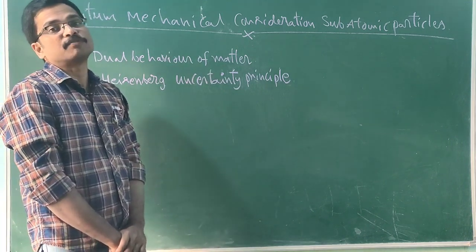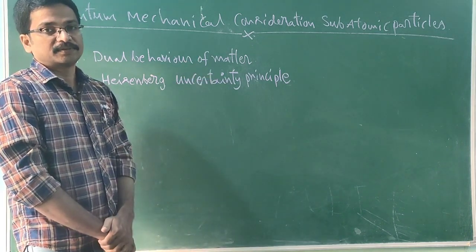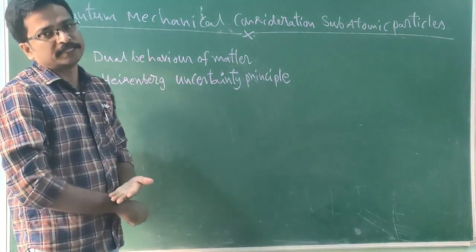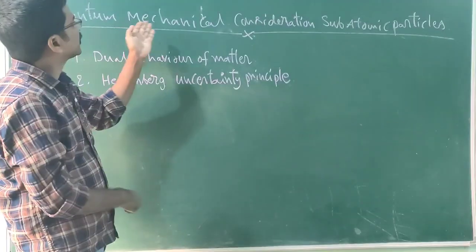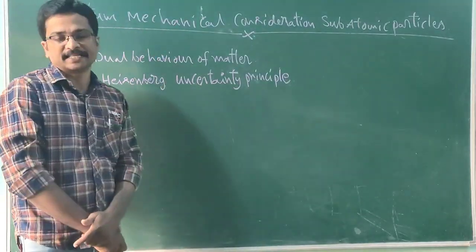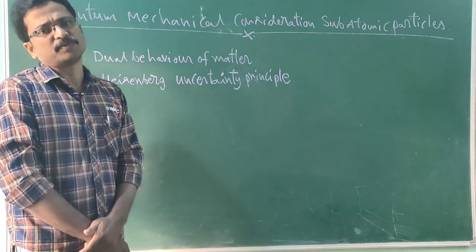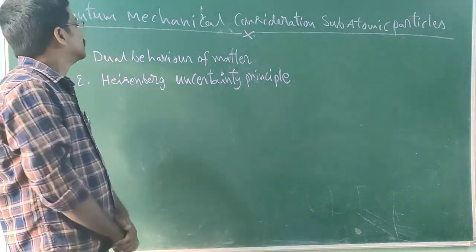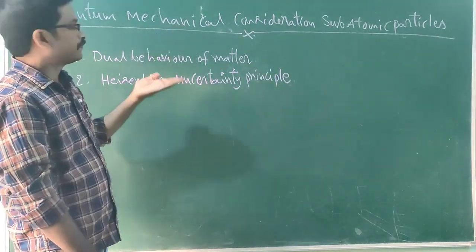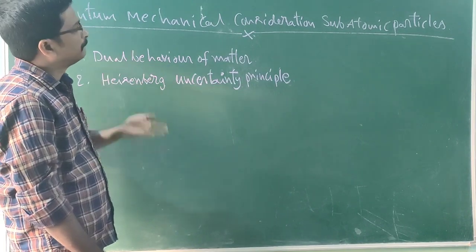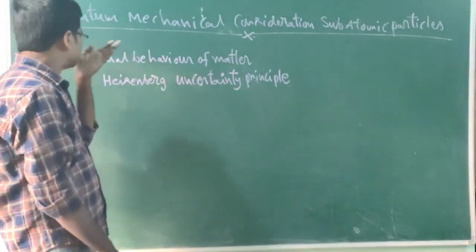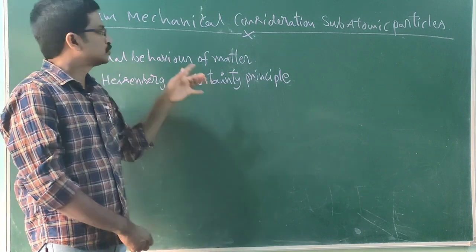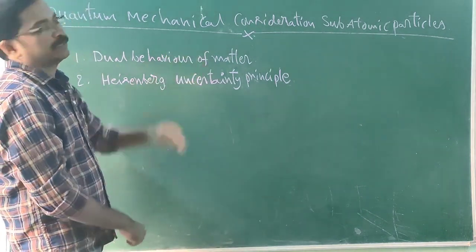We know the limitations of the Bohr model from the previous class. To deal with that problem, the quantum mechanical consideration of subatomic particles arises. So finally, the Bohr model failed, then the quantum mechanical subatomic particle concepts were introduced. It was developed from the basic concepts, the dual behavior of matter and the Heisenberg uncertainty principle. These two ideas help to develop that part.